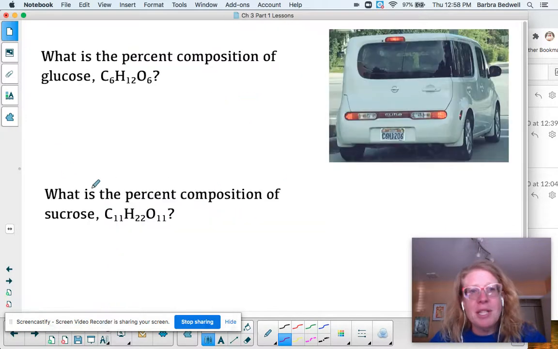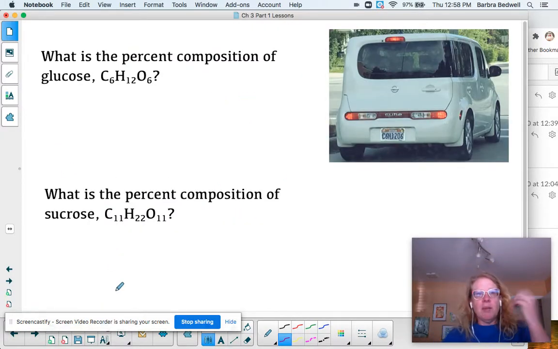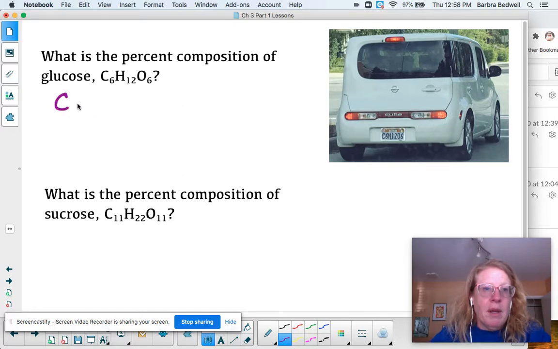Okay, so let's apply this. Let's take a look at the percent composition of glucose and the percent composition of sucrose. I tried to pick two compounds here that had similar elements in them. They both have carbon, hydrogen, oxygen, because it makes our lives a little bit easier. So if we've got carbon, here's how I would normally set these up. Carbon's molar mass, 12.01, and then there are 6 atoms of carbon in each one of these molecules.